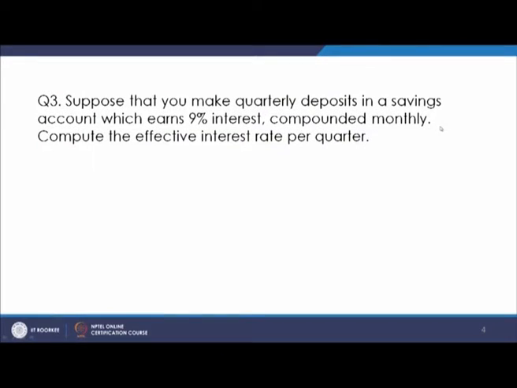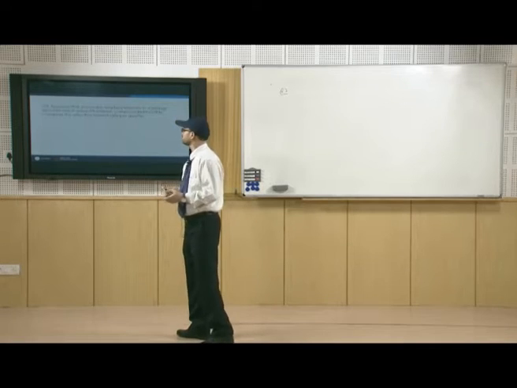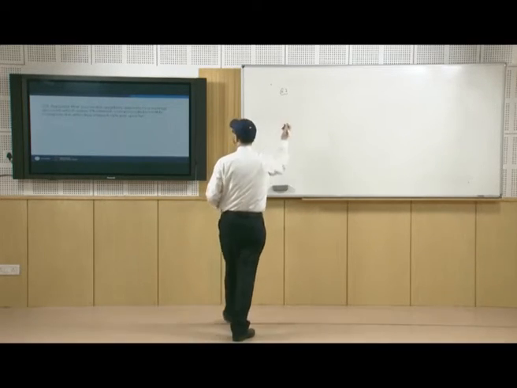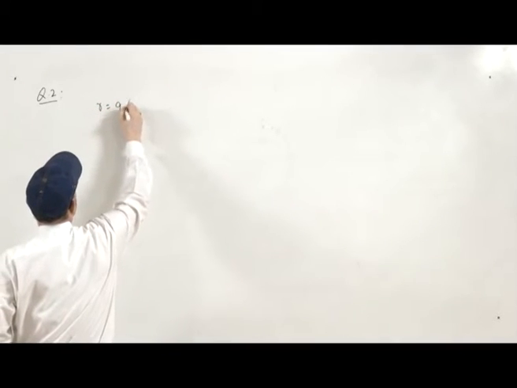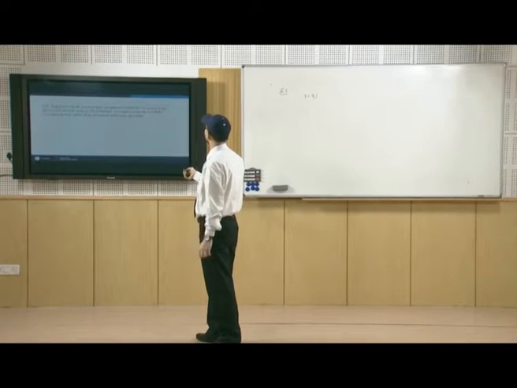Next will be a problem based on the effective interest. Already we have solved a few problems. Now, in this case we are required to calculate the effective interest rate. In this question, suppose that you make quarterly deposits in a savings account which earns 9% interest compounded monthly. Compute the effective interest rate per quarter. Now, how much will be the answer to this question? So, what you see is your R is 9%, compounded monthly, and you have to find the effective interest rate per quarter.